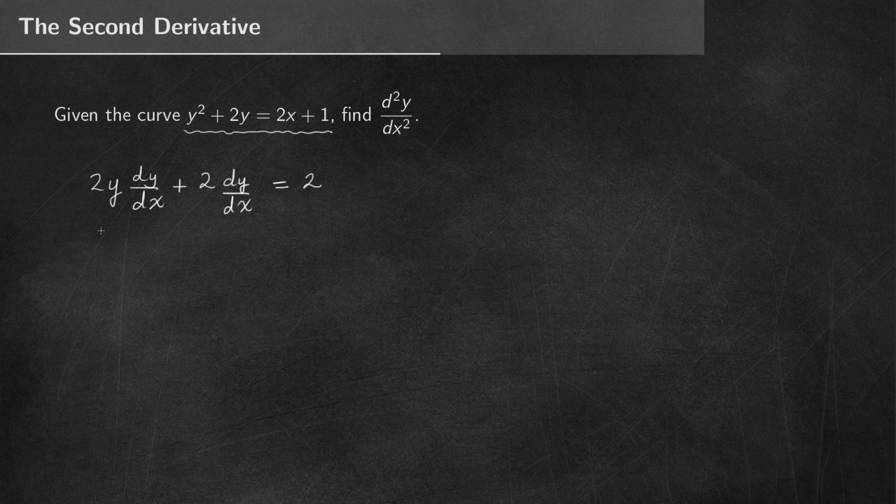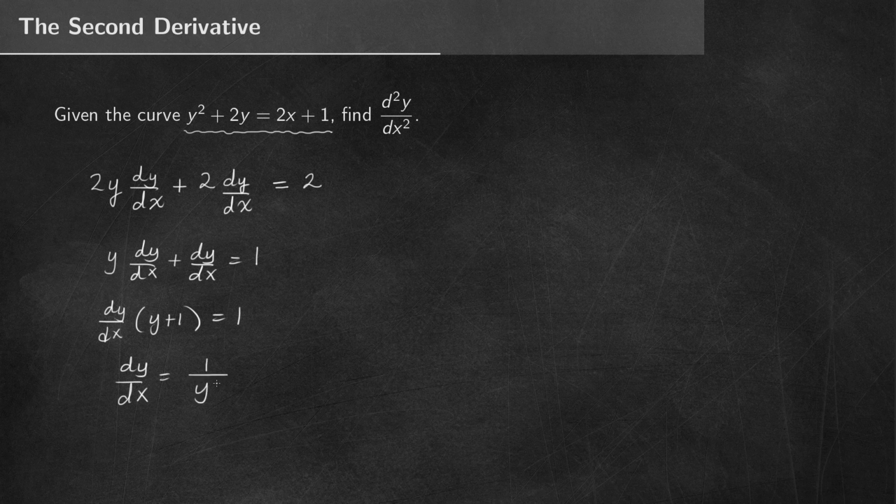Now, notice every term in this equation is multiplied by 2. So I'm going to go ahead and simplify this by just dividing both sides of the equation by 2. And then I have y dy/dx plus dy/dx equals 1. I can factor out dy/dx, leaving behind y plus 1. And then dy/dx equals 1 over y plus 1. That's my first derivative. So let's take the derivative of that equation.